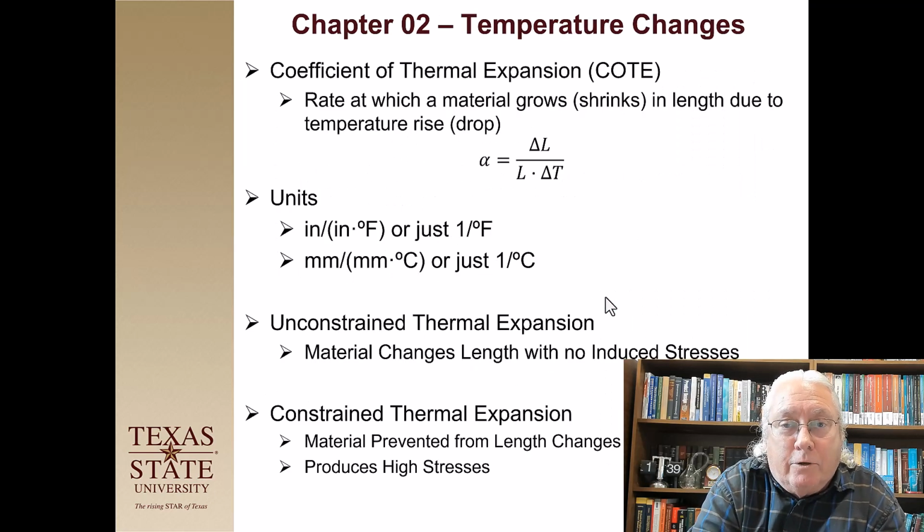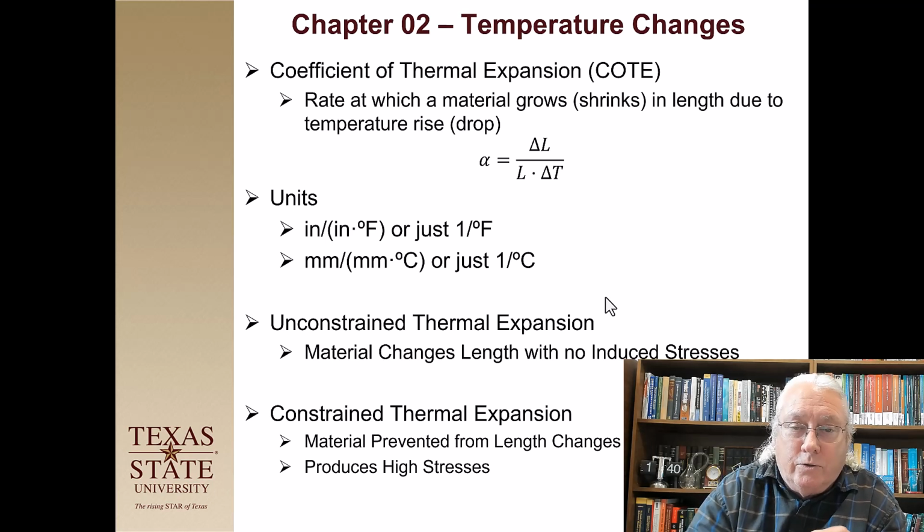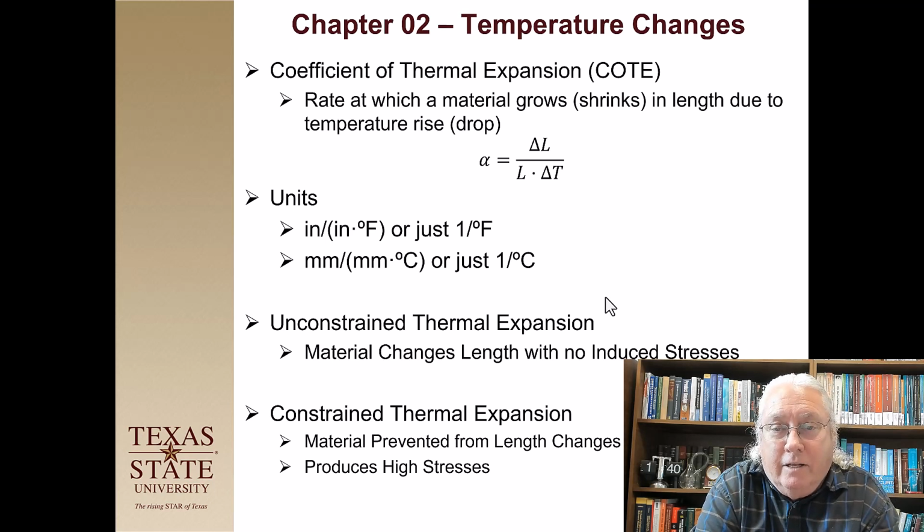So now we're going to talk about temperature changes. There's a material property just as necessary as yield strength and ultimate strength and Young's modulus called the coefficient of thermal expansion. It's a material property, different for different materials, and it's the rate at which the material grows or shrinks due to a change in temperature. The definition of this material property is alpha. It's defined as the change in length divided by the original length times the change in temperature. And so the units are 1 over degrees F or 1 over degrees C.